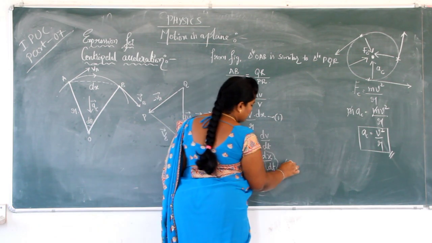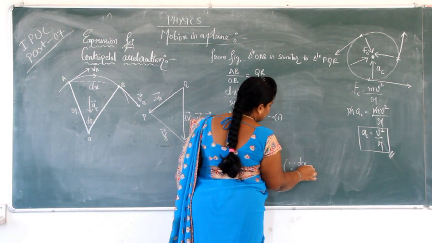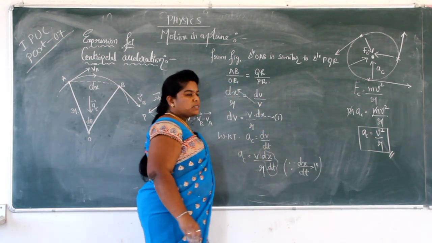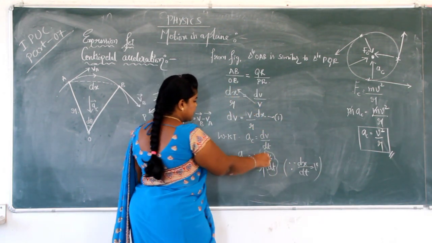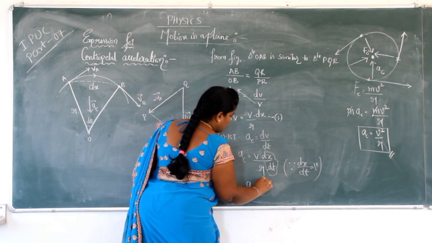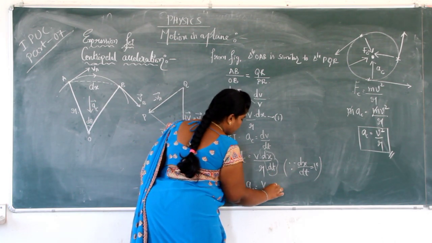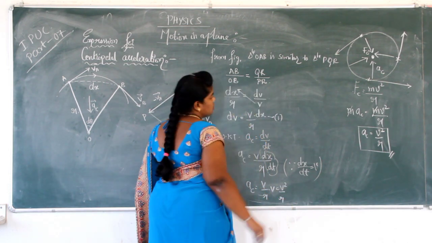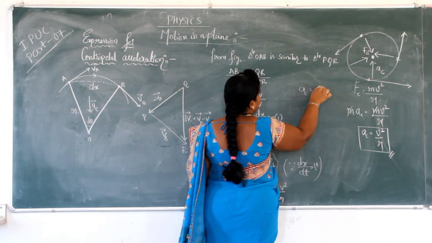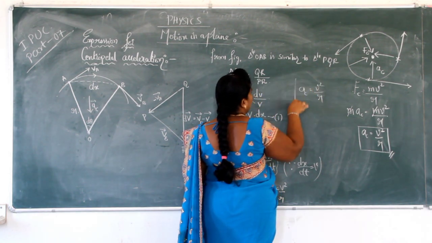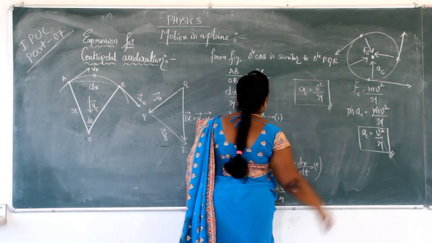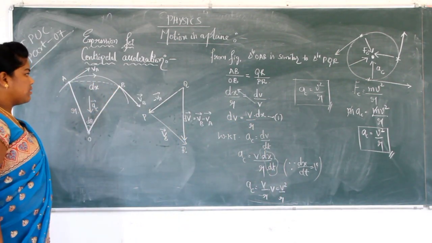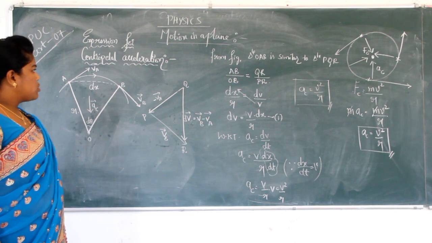Because we know that dx by dt, the rate of change of displacement, is called velocity, we write dx by dt as v. So v by r into v. Finally we will get v square by r. So my dear students, finally we got AC is equal to v square by r. This is the required expression for the centripetal acceleration. Write the derivation in your notebook. Hope you got this.